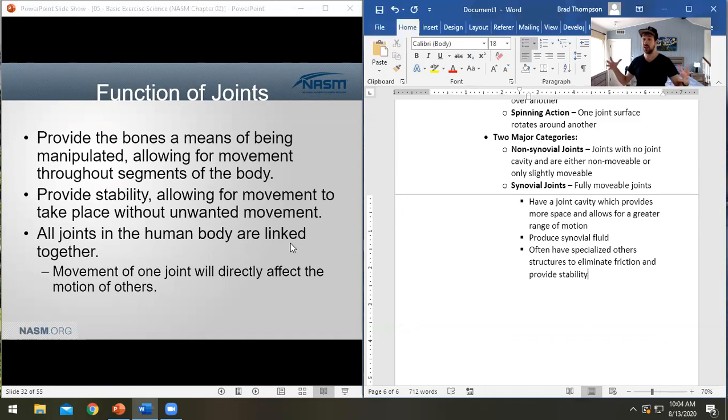So greater space, greater range of motion. Greater range of motion means decreased stability, which means you're more likely to dislocate a joint. And that's why we have all these other specialized structures that are there to provide stability, right? So your joints provide the bones the ability to be manipulated, right? It allows them to change positions. And so what we need to understand about joints is that movement of one joint will directly affect the movement of another one.